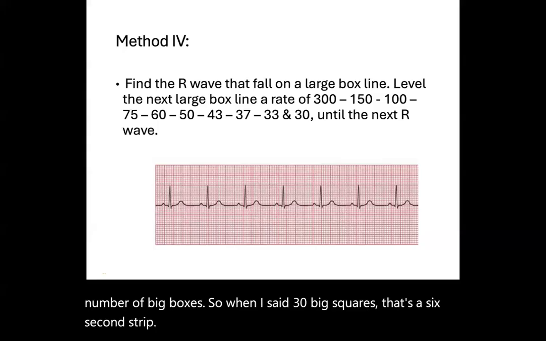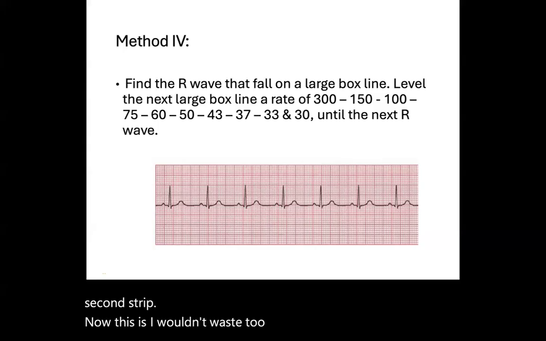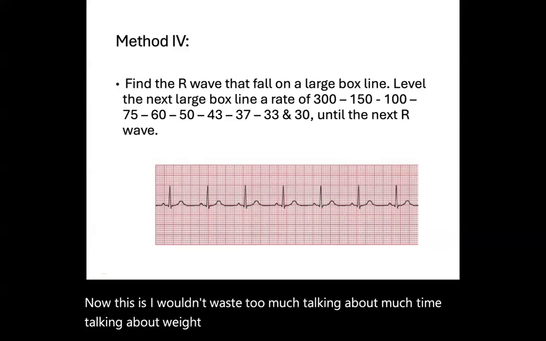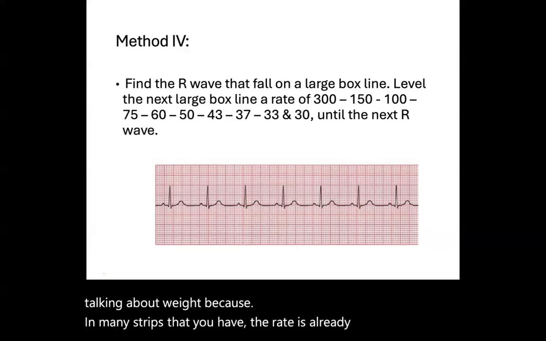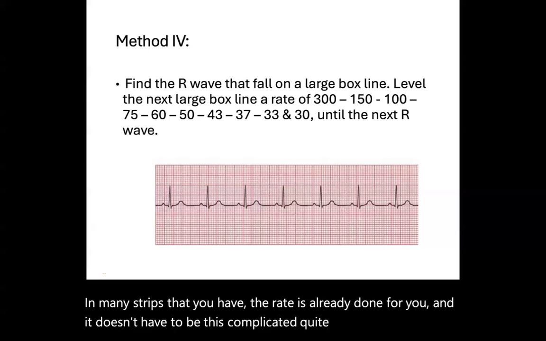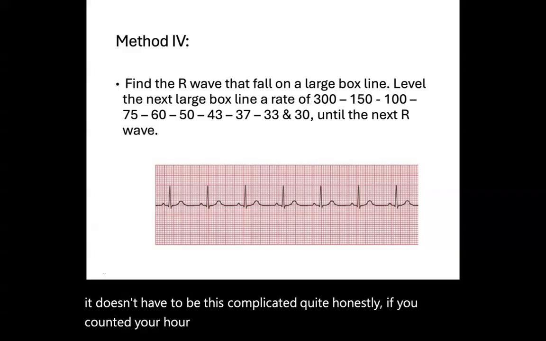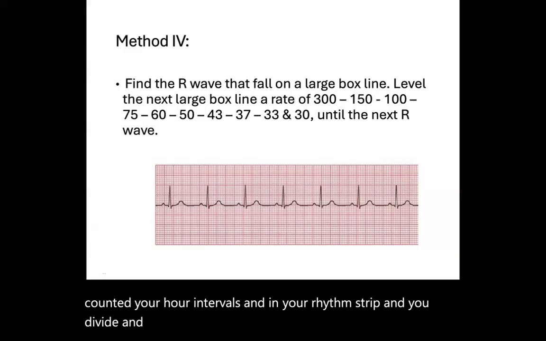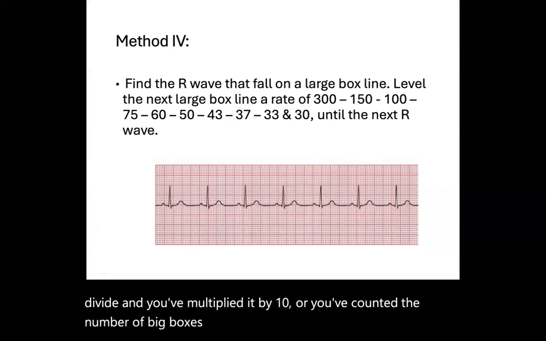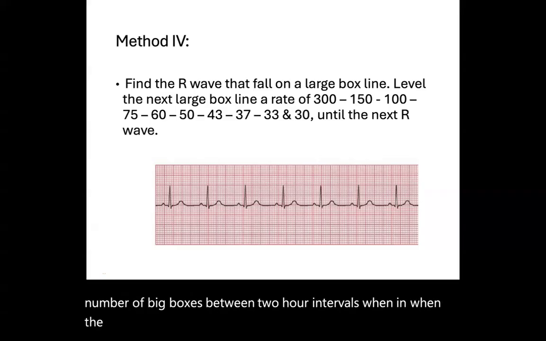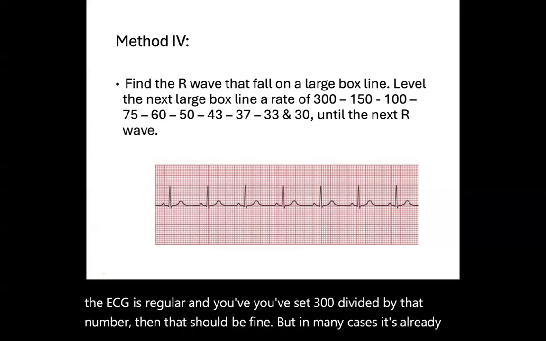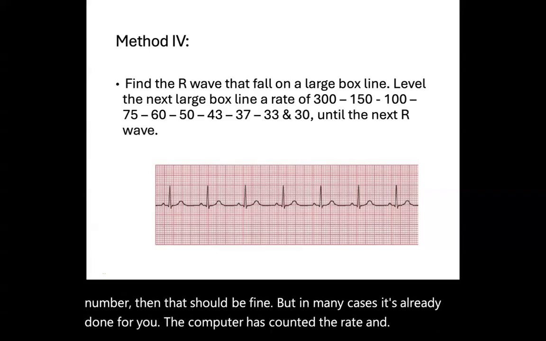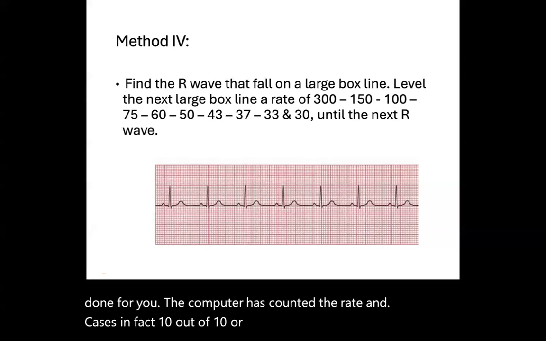Now, I wouldn't waste much time talking about rate, because in many strips that you have, the rate is already done for you. And it doesn't have to be this complicated, quite honestly. If you've counted your R intervals in your rhythm strip and multiplied by 10, or you've counted the number of big boxes between 2 R intervals when the ECG is regular and divided 300 by that number, then that should be fine. But in many cases, it's already done for you. The computer has counted the rate. And in many cases, in fact 10 out of 10 or 9.5 out of 10, that rate is normal.